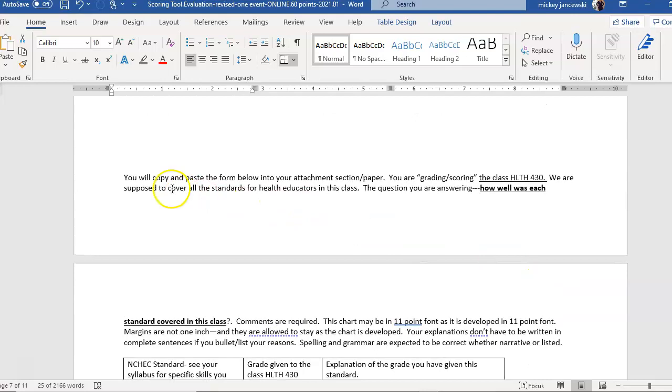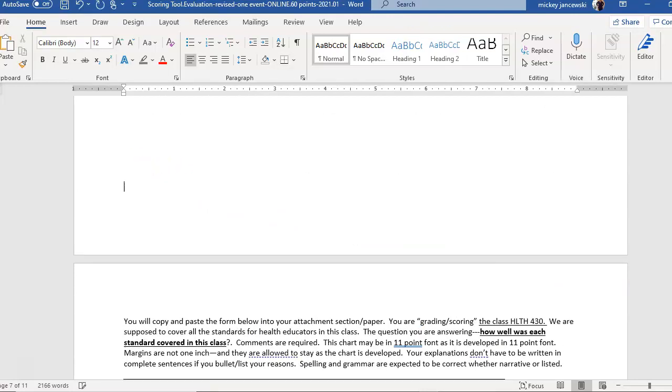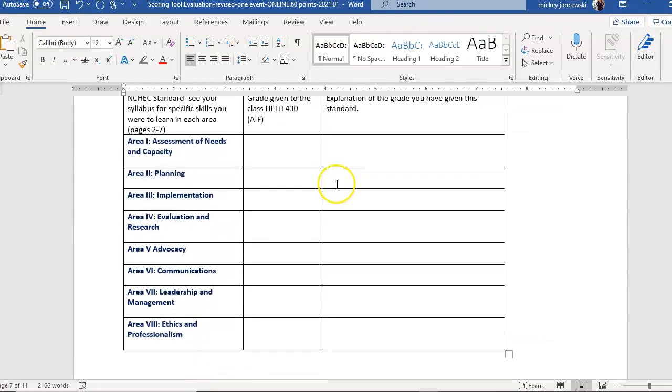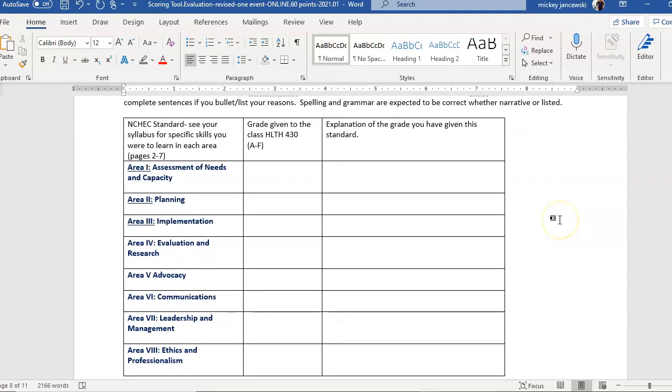So this is NCHEC standards. Okay. So in our field of study, the National Credentialing Board for Health Educators, there are 8 standards for our field. This class is supposed to cover areas of all 8. They are listed on pages 2 to 7 of your syllabus. What I want you to do is give each of those a letter of A to F and explain why you're giving it that.